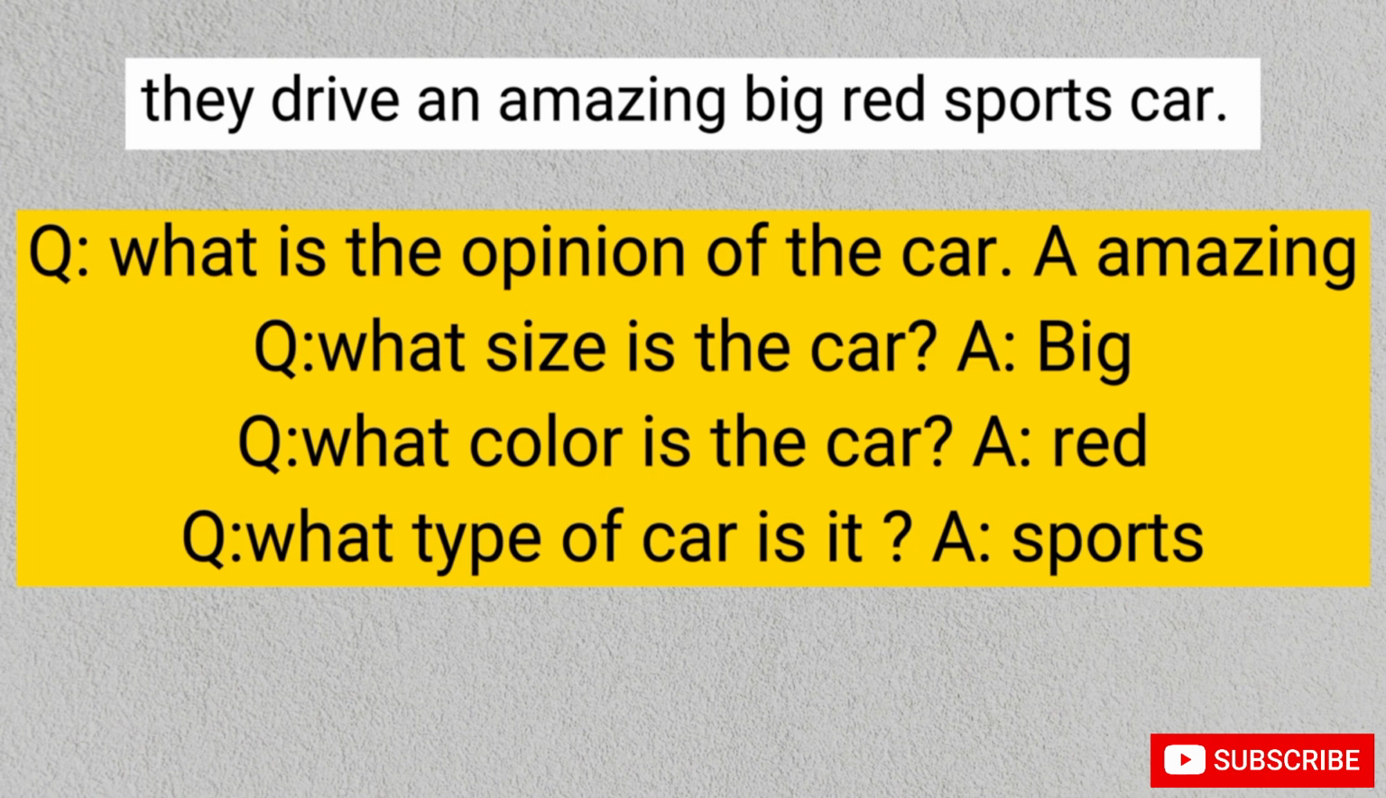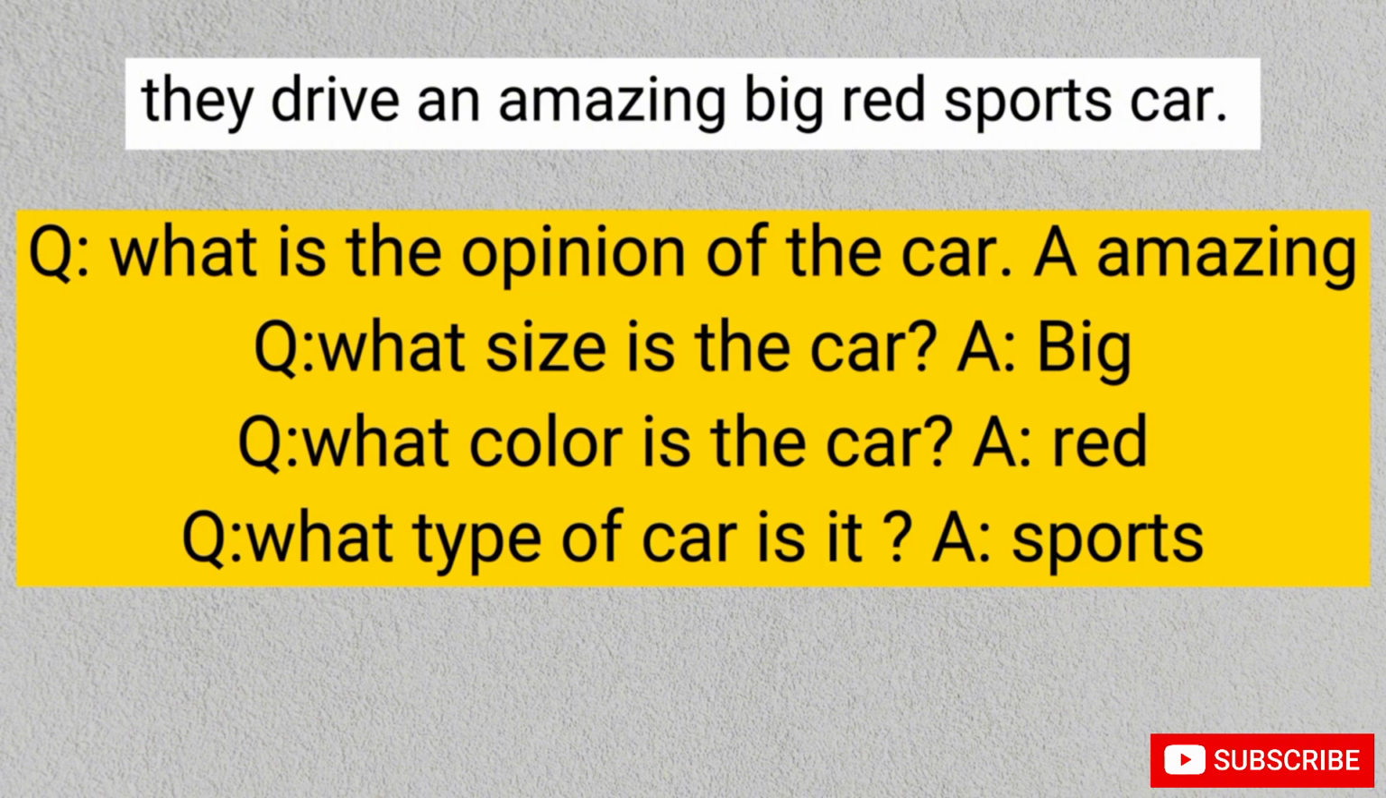And if you look at them closely, you will realize that these give us answers to questions like what color, what size, what type, etc. The adjective amazing gives us the answer to the question, what is your opinion of the car? Now, if you ask me, what's your opinion of the car? I would tell you, it's amazing. What size is the car? It's big. What's the color? It's red. And what type of car is it? It's a sports car.